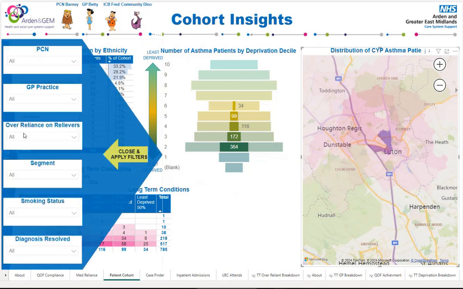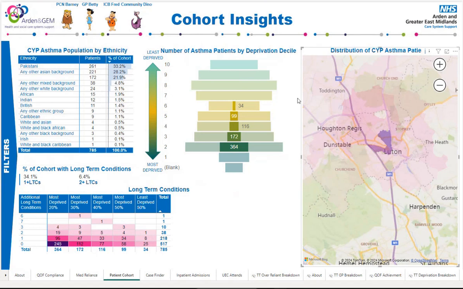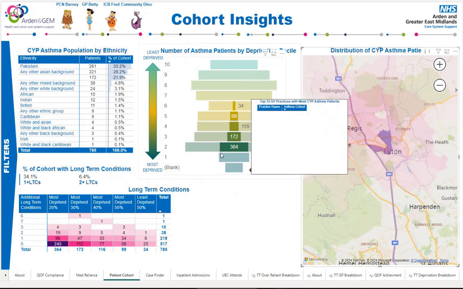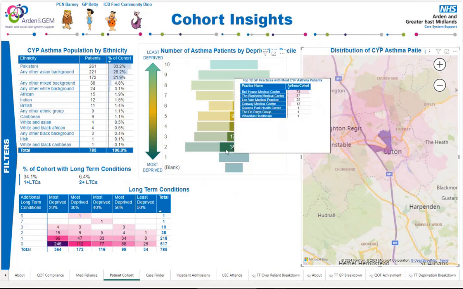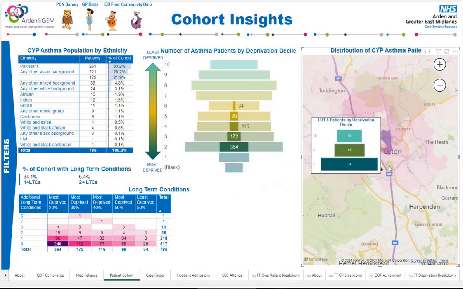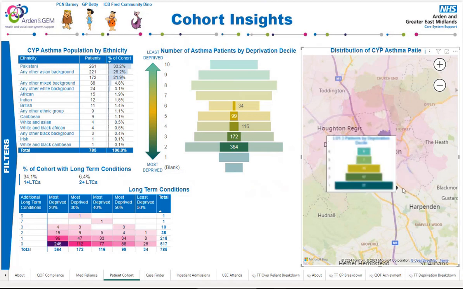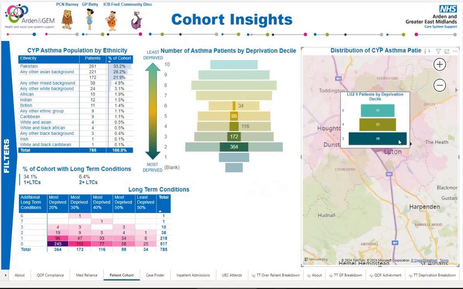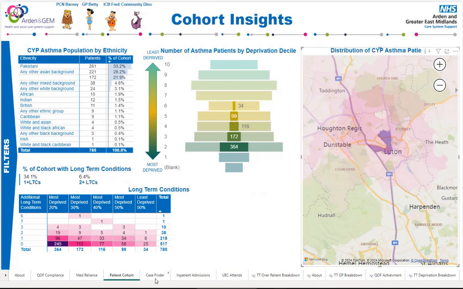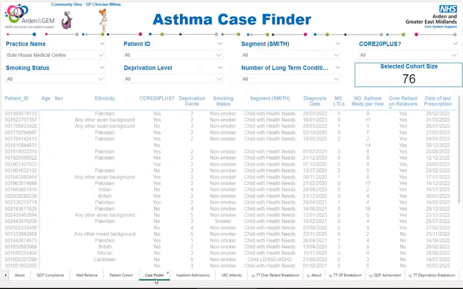Also, again, we did put the filters in so that people can see for different items what they want to look at. So you can hover over, see different things and see where your patients are. So this is starting to think where you can target. After you've got your ideas of where you can target and what you need to target with, you can move along to the case finder.